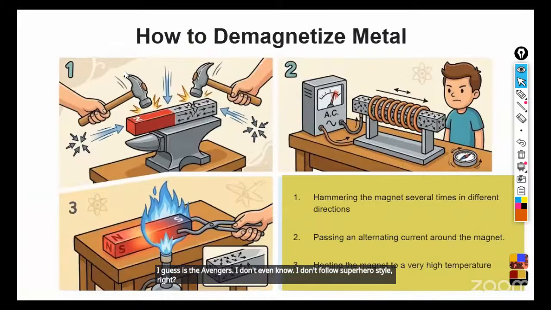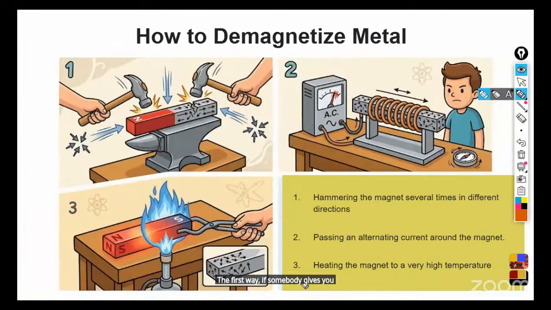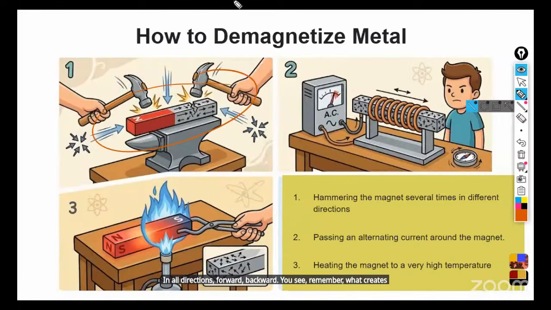So here are the three ways to destroy a magnet. The first way: if somebody gives you a magnet and you don't want it to be a magnet, all you have to do is hammer it, but in different directions. Just start to hammer it in all directions, forward, backward. Remember what creates a magnet? Hammering it in one direction. But the minute you start to hit it all over, the dipoles will become disarranged, confused, and start to face different directions.